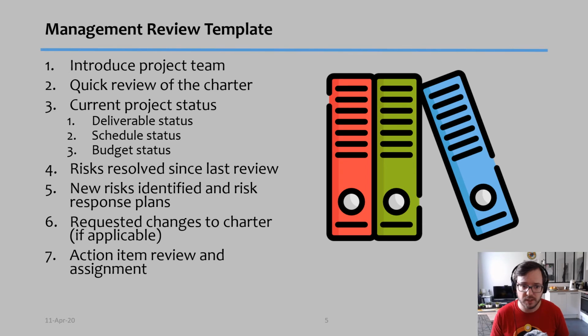You're going to talk first about deliverable status: what things have been accomplished, what things are underway, what things will be started soon. You're going to talk about your schedule status: are you on track, what's the expected end date, are things going better or worse than planned, and so on. And finally, budget status: expenses that were not initially planned, how you are doing compared to the plan, and so on.